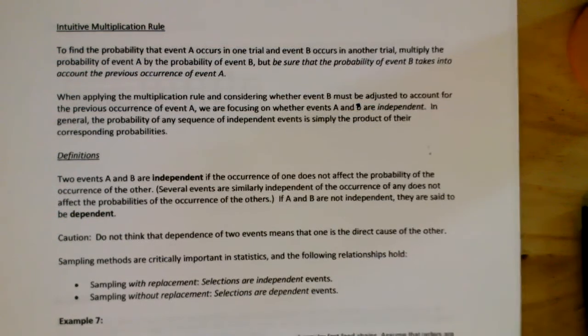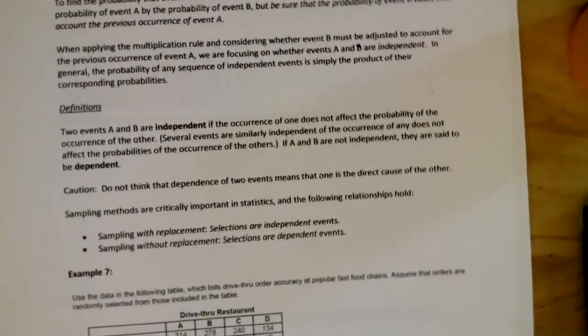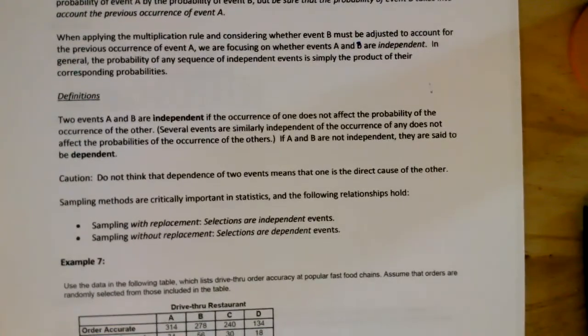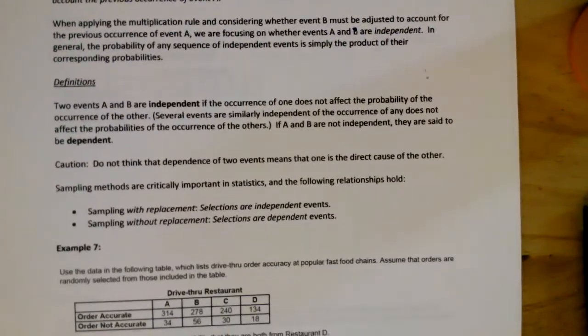Okay, so now this brings up definitions of what's independent and what's dependent. And it's this. Two events A and B are independent if the occurrence of one does not affect the probability of the occurrence of the other. Several events are independent if the occurrence of any does not affect the probabilities of the occurrence of the others. But if A and B are not independent, then they are said to be dependent.